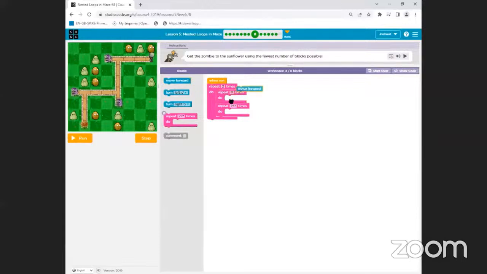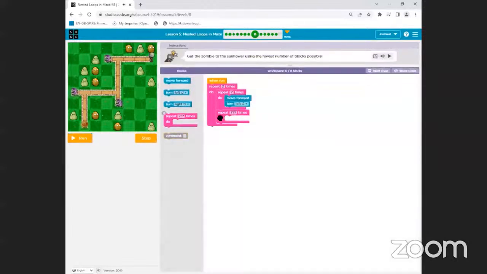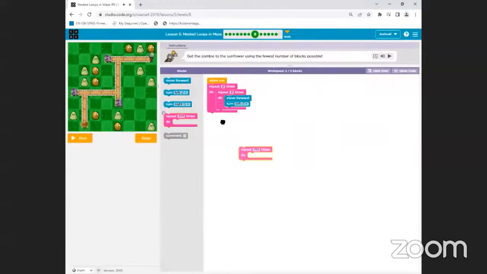So let's turn this one to move forward, then turn left. And it'll do that twice. So let's see where that gets us. And I have to remove this one. Let's see what it gets. And I didn't mean to put it like that.